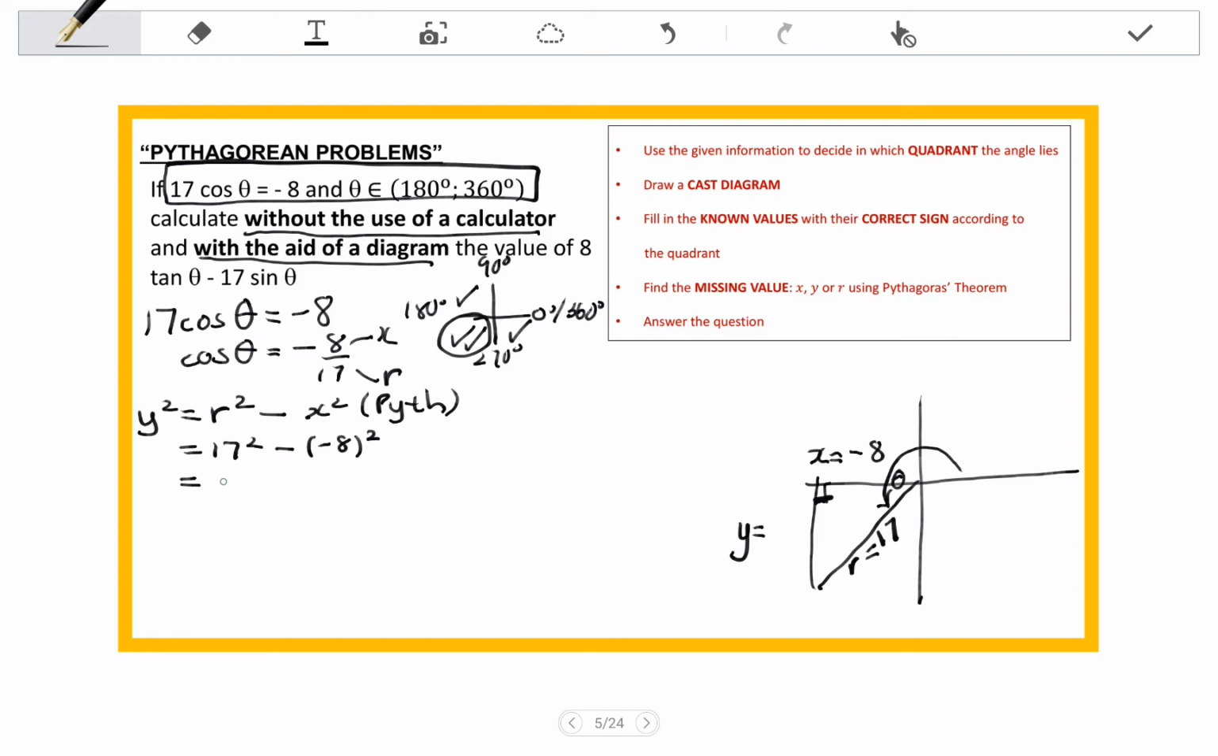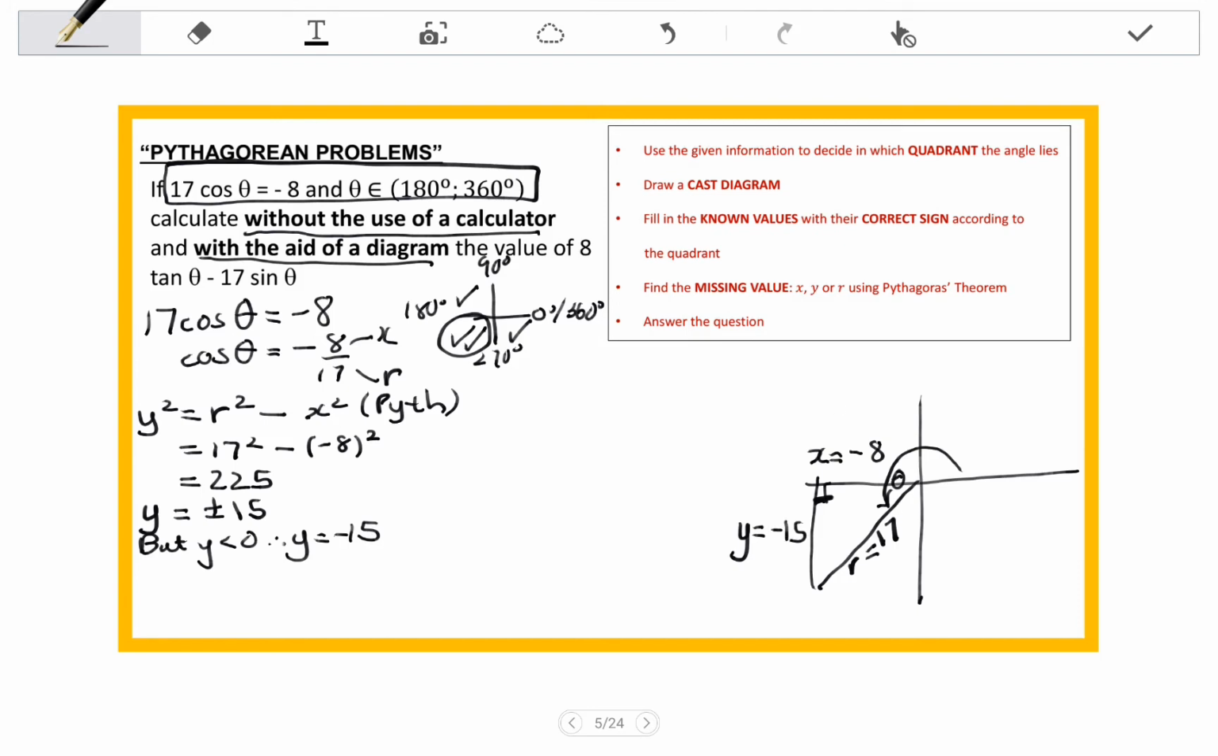So 17 squared minus (-8) squared, you would work out to be 225. And for the square root of y squared, remember we always get two values, plus or minus. The square root of 225 is 15. Now you need to decide, do I take the positive or the negative value? In the third quadrant, y is going to be negative. So I have y equals -15.